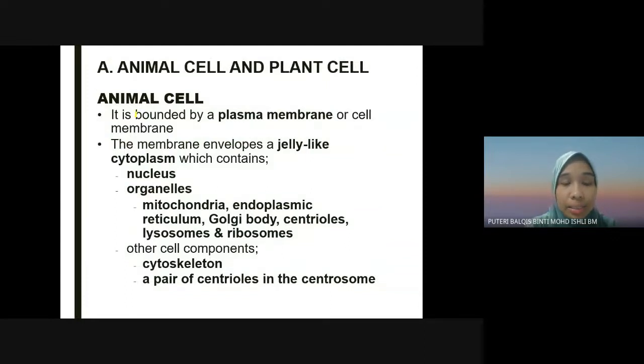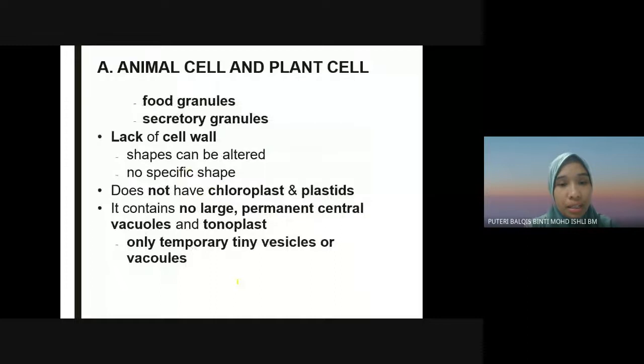Okay, animal cell is bounded by plasma membrane. The membrane envelopes a jelly-like cytoplasm which contains nucleus, organelles such as mitochondria, endoplasmic reticulum, Golgi body, centriole, lysosome, and ribosome, and the other cell components such as cytoskeleton, a pair of centriole. So animal cell ni ada plasma membrane, tak ada cell wall. And also does not have chloroplast and plastid.